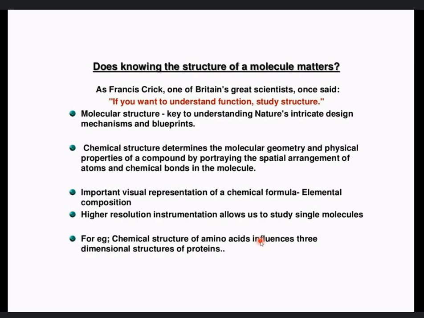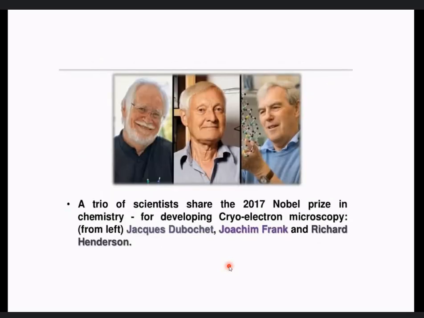But structure as a bulk material is sometimes fine, but if you can see something in a single molecule, a single cell, that will be very important these days. And this, I'm coming to that. The trio of scientists shared the Nobel Prize in 2017. What they did, this microscopy is called cryo-electron microscopy. If you've heard of electron microscopy, but this is cryo.